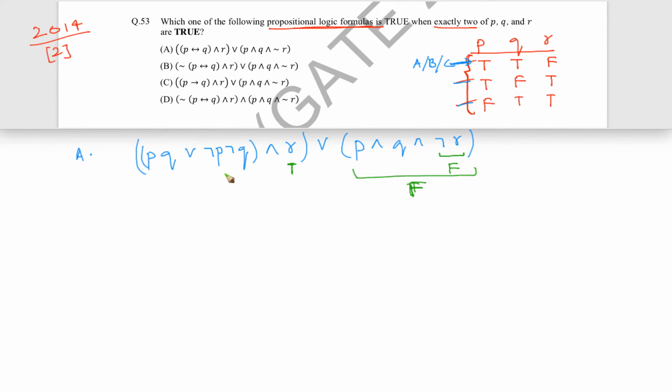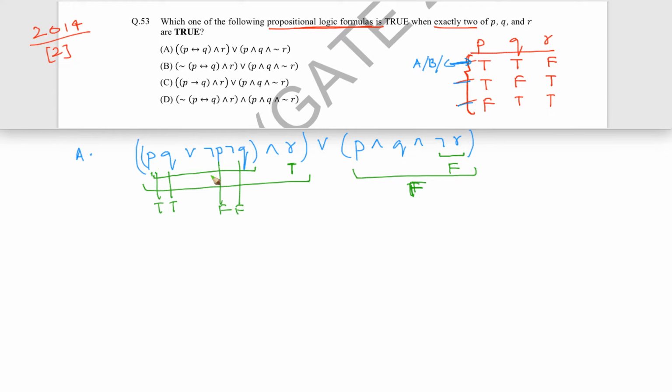If the right hand side is false with the OR, and the entire statement has to be true, then the only thing we have to do is check that this entire part must be true. So is it the case that this entire part is true with R true and one of P and Q true? See, if one of P and Q is true, then definitely this thing is going to be false. Why? Because this thing is true only when either P and Q both are true, or P and Q both are false.